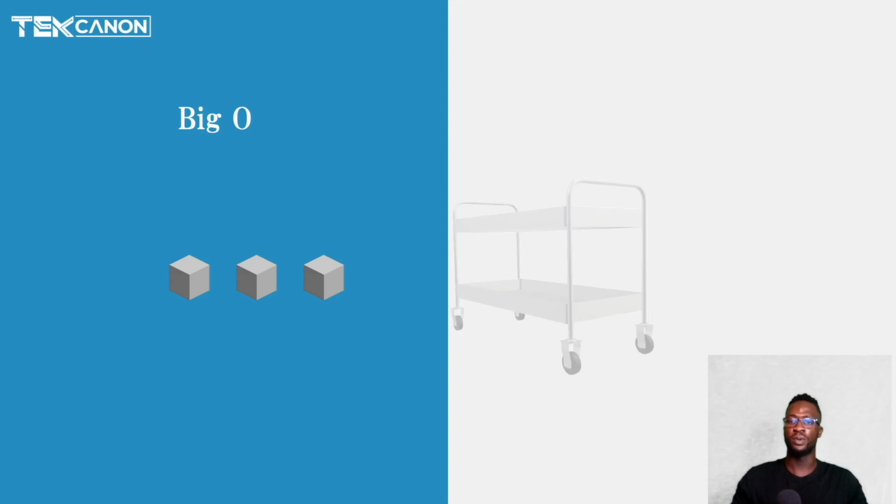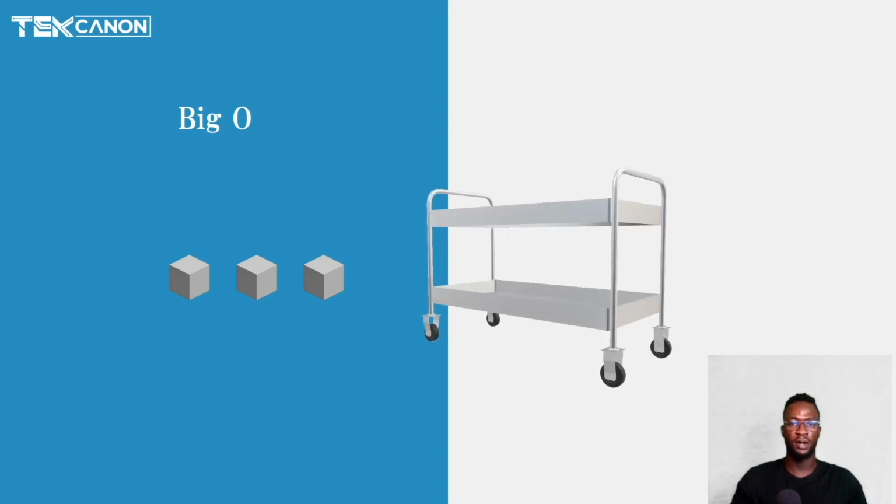Now, let's say you had a trolley or a cart, whatever you want to call this, at your disposal to move these 3 cubes. What would be the most efficient way to move these cubes from point A to point B? The easiest thing to do here would be to load up these cubes on the cart as such, and then you could easily move that cart with the 3 cubes from point A to point B.